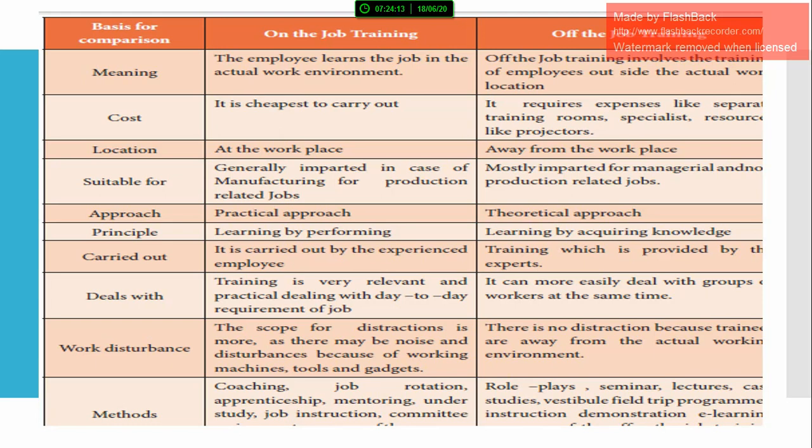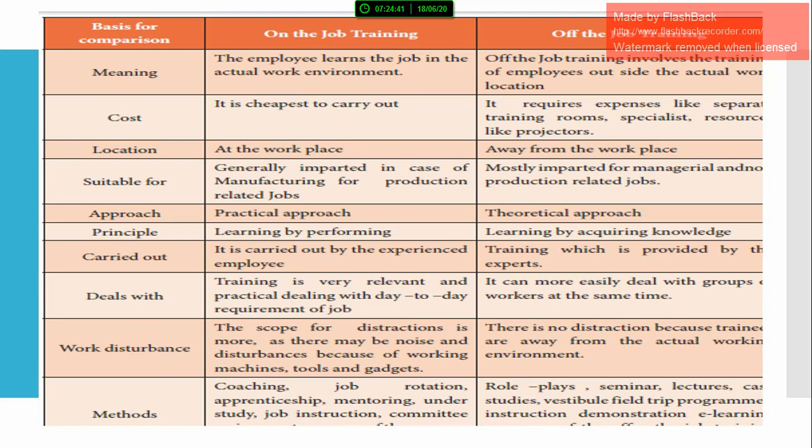Cost: on the job training is the cheapest to carry out, because they learn the job in the workplace, so there is no need to spend any amount. But off the job training requires expenses like a separate training room, specialized resources like projectors, and a location. So it is away from the workplace.